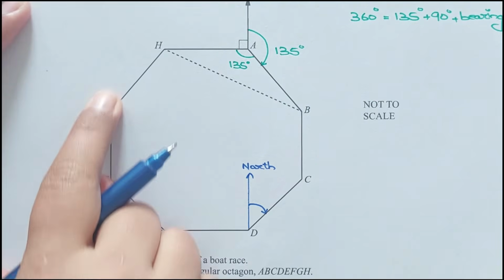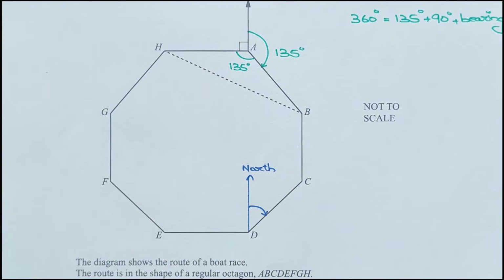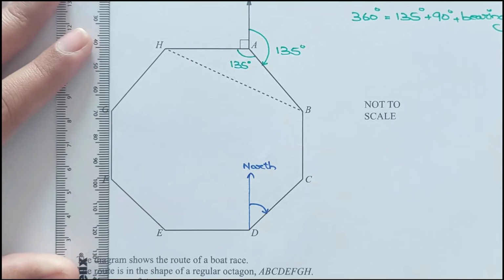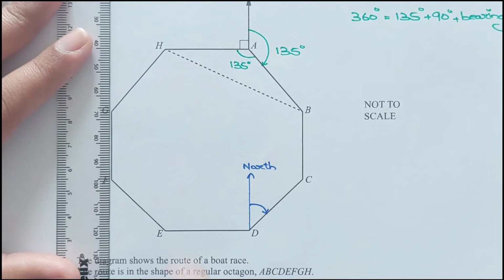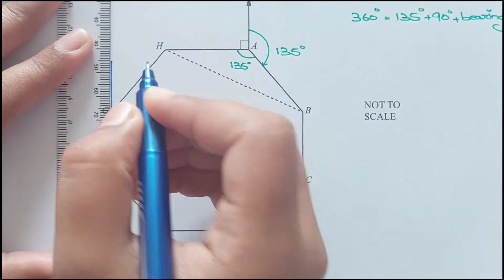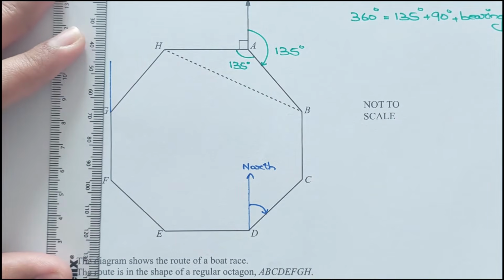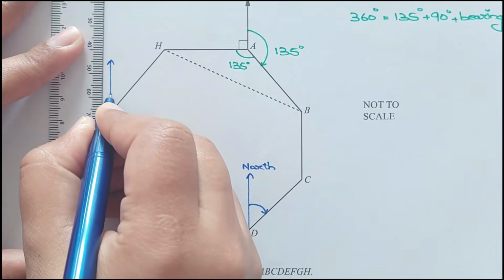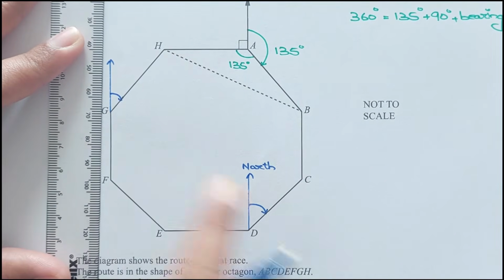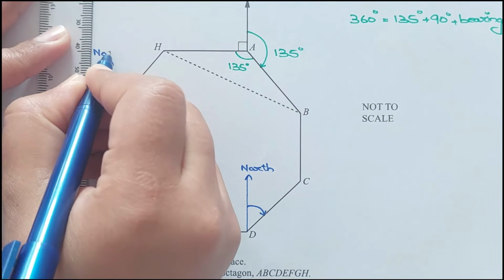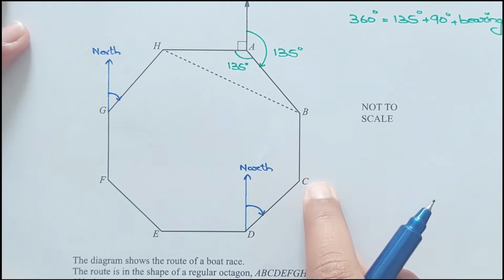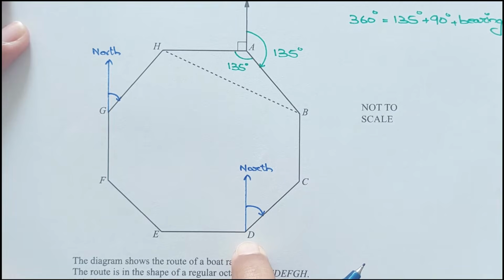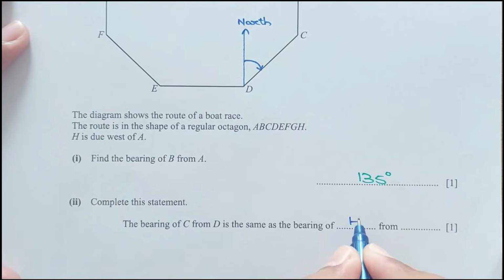This is not the same. G to H, we can say, yes. Then we draw the north line, the bearing of G, and it has the same angle as this. This is a north line, right? So we can say the bearing of C from D is the same as the bearing of H from G, right? So we can say H and G.